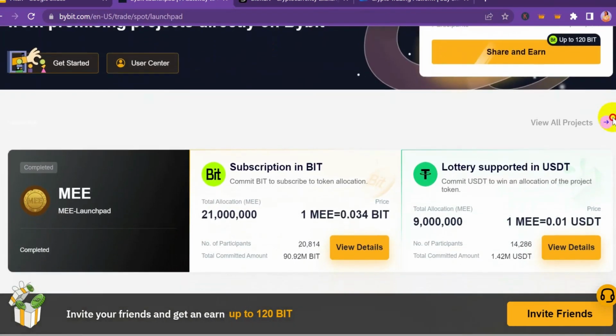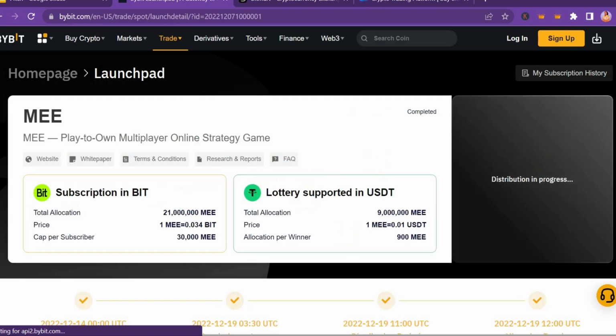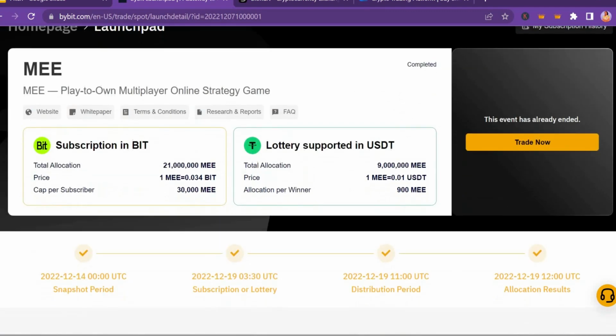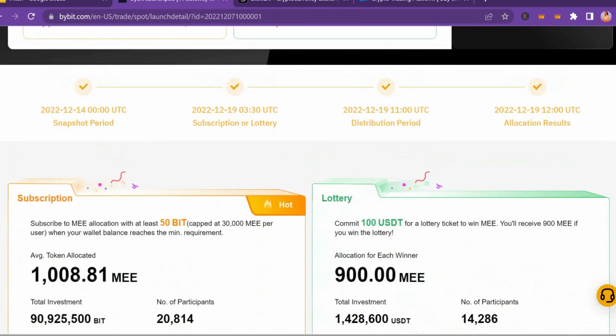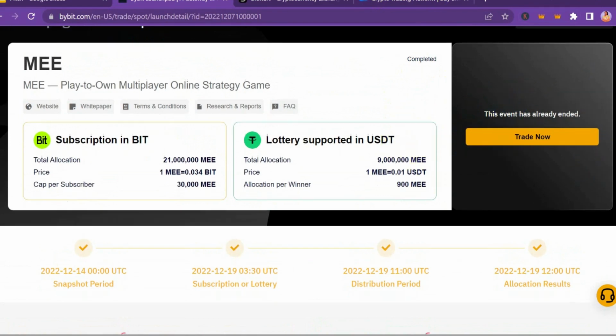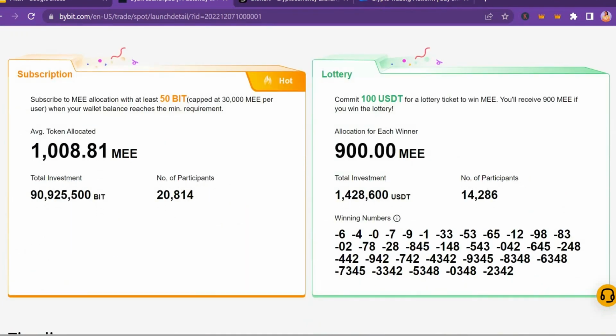And see, these are just the recently concluded launchpads. You have to click on details to actually see when it started. Now, if there is any upcoming launchpad, you can see this one is written completed. If it's upcoming, it's going to show you that it's upcoming. If it's completed, they are also going to show you that it is completed.